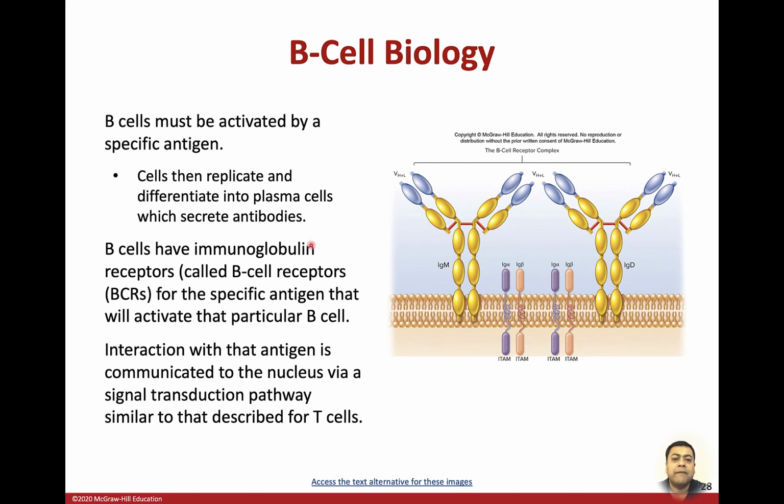The B cells have immunoglobulin receptors called B cell receptor for specific antigen that will activate the particular B cells. An interaction with an antigen is communicated to the nucleus via signal transduction pathway, similar to that described for the T cells, which is regulated by these ITAMs or the CD3 co-receptors. But one of the important things to remember is that what we are looking at is a B cell receptor complex, and this is an immunoglobulin M-type molecule in its monomer.